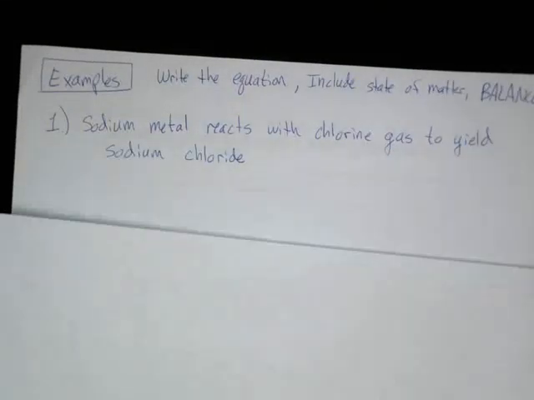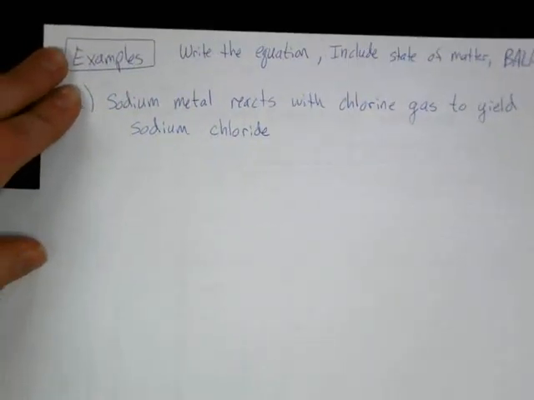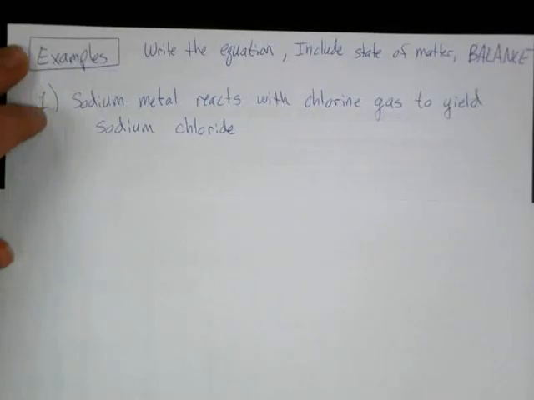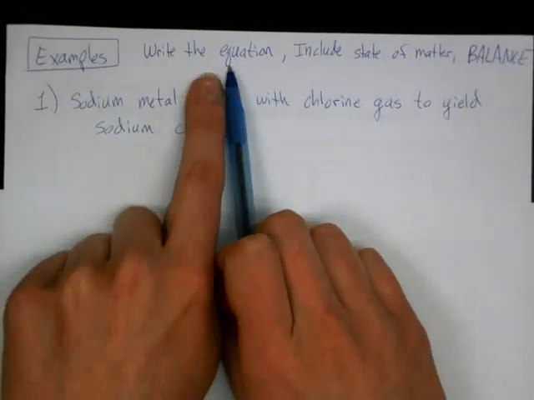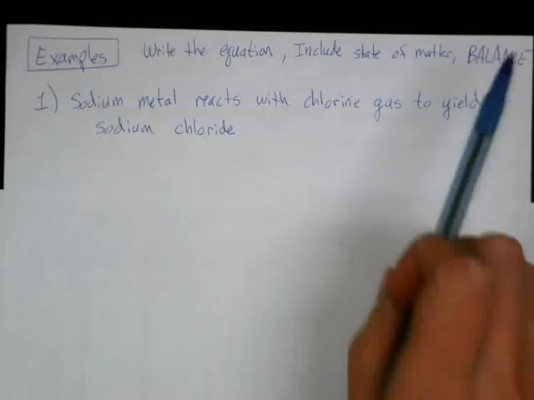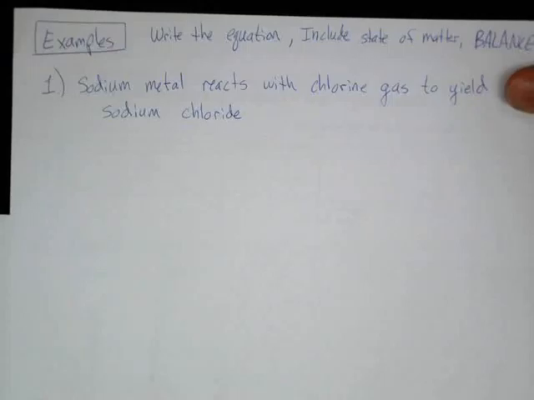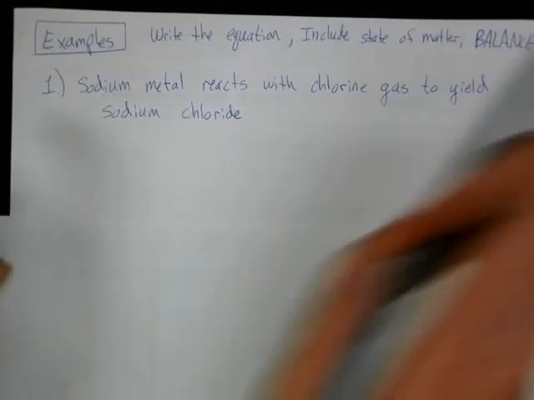Alrighty, that's our general introduction into writing equations. So now let's see some actual examples. When you have these word equation sentences, it wants you to write the equation, include our states of matter, and balance. So we're looking for those 3 things for each of these. Number 1, sodium metal reacts with chlorine gas to yield sodium chloride.